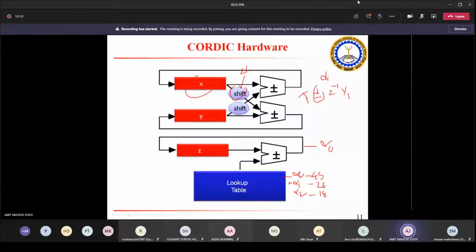So this output you need to feed somewhere over here. That is not defined in the diagram, but you need to feed it somewhere over here. So this would be the simplest implementation of my Cordic.